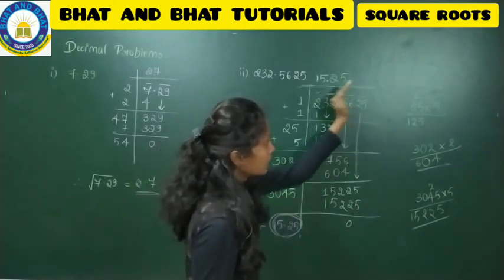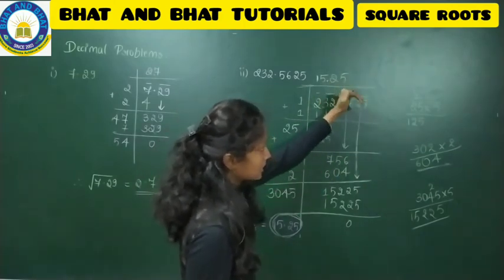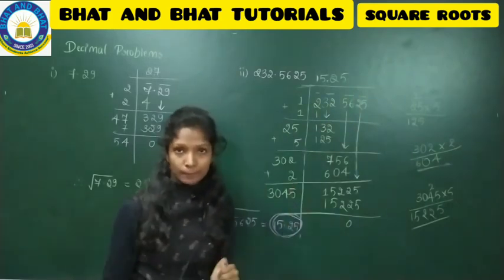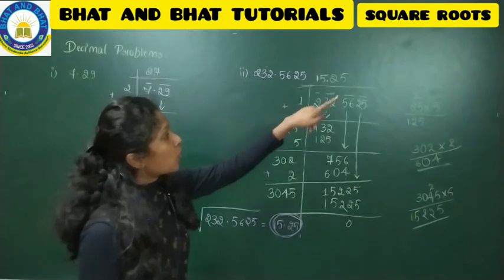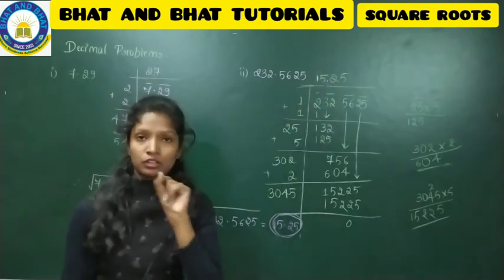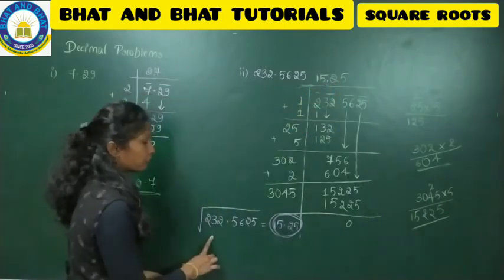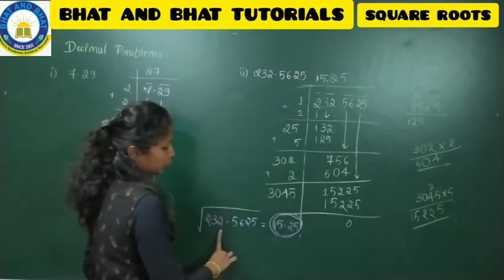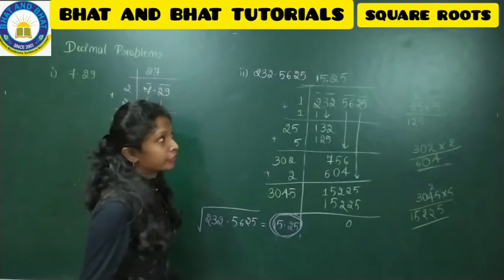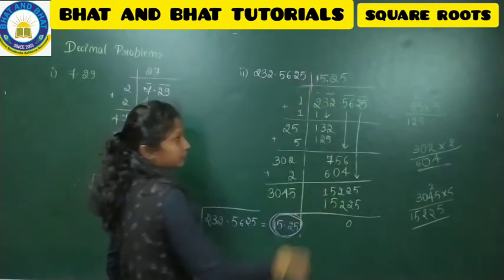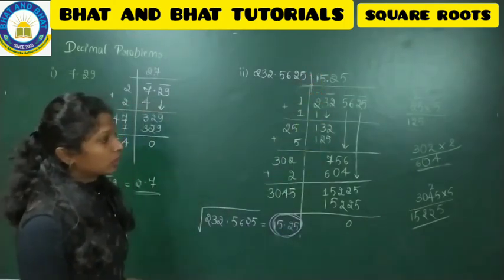This is the first pair, this is the second pair. 56 is one pair, 25 is one pair. After two pairs you are having a decimal point. So after two numbers put the decimal point. So therefore, square root of 232.5625 is equal to 15.25. Got this?